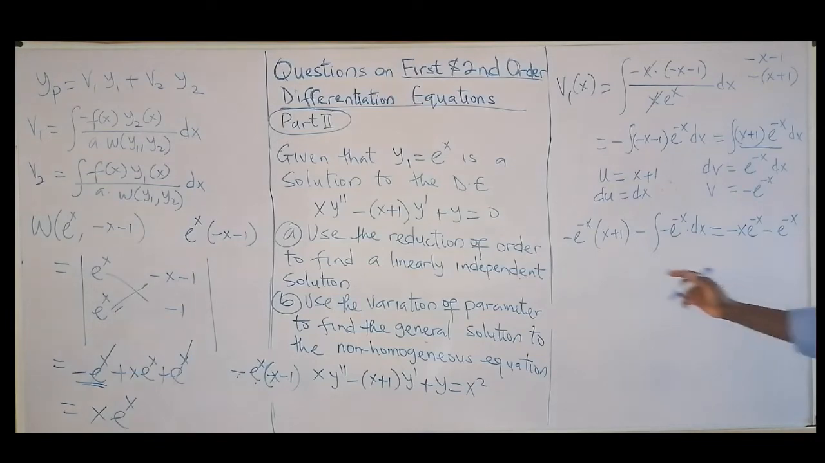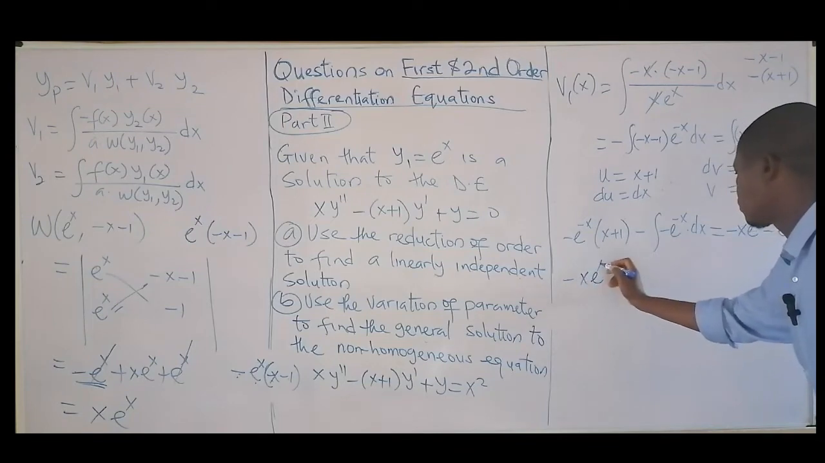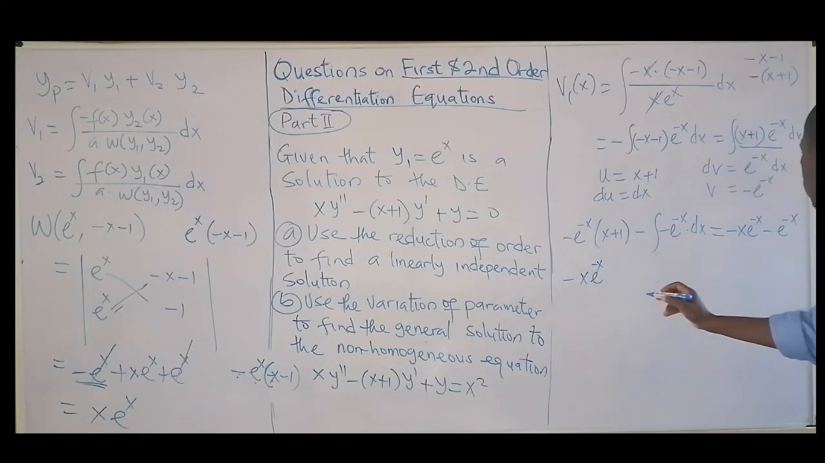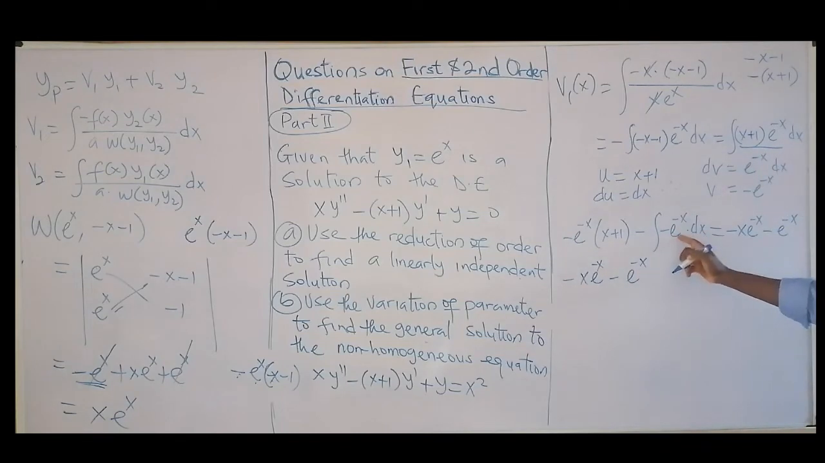Minus, yeah, this one has been expanded. We have minus x e^(-x), minus e^(-x) dx. The integral of this, minus minus becomes plus. If you integrate this, that will be the same function, then the minus. Okay, so that's what we have there. It was minus this minus this minus this. That's minus 2 e^(-x).